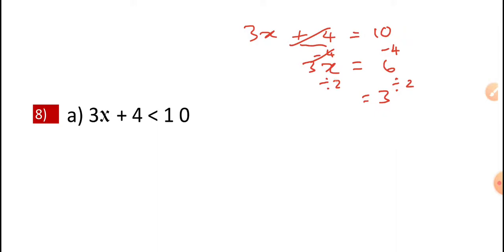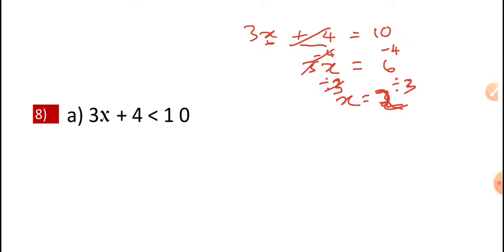Sorry, I should have divided by 3. So 6 divided by 3 is 2. So this times 3 and divide by 3 cancels out, so x is 2. Let's just check by substitution. So instead of 3 times x, it's 3 times 2, which is 6. 6 plus 4 is 10. So x is equal to 2.